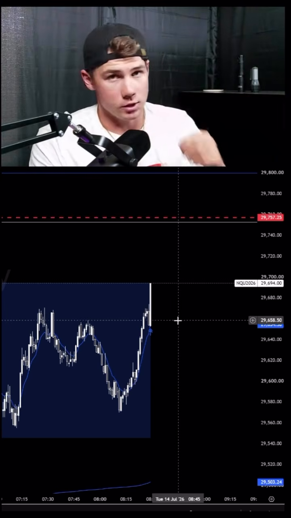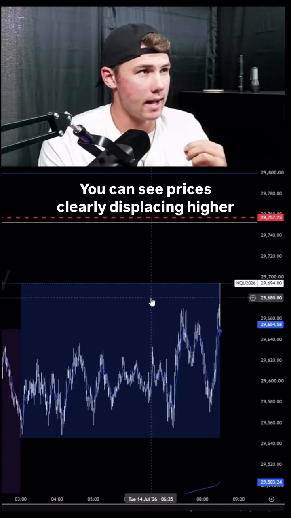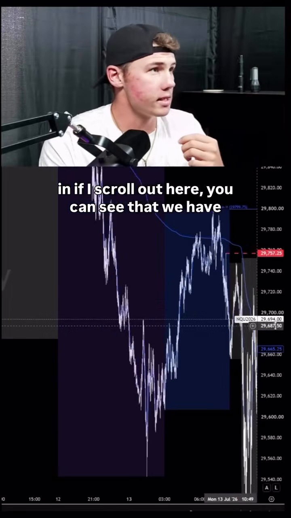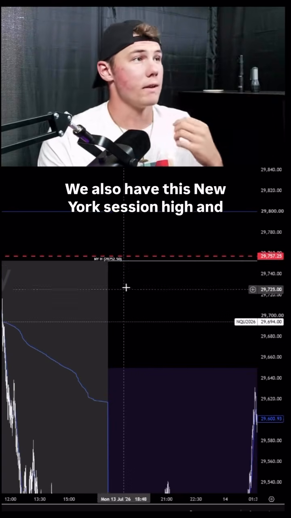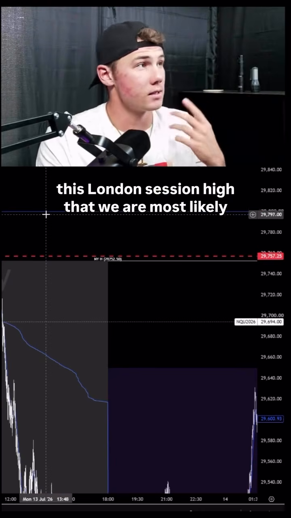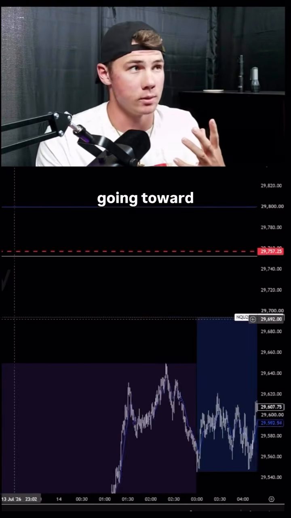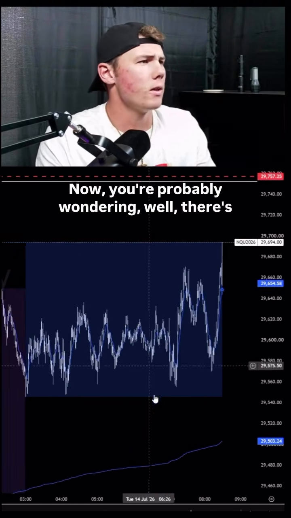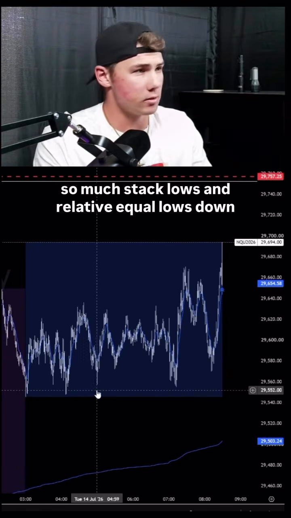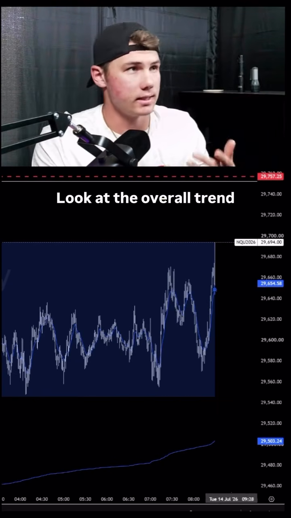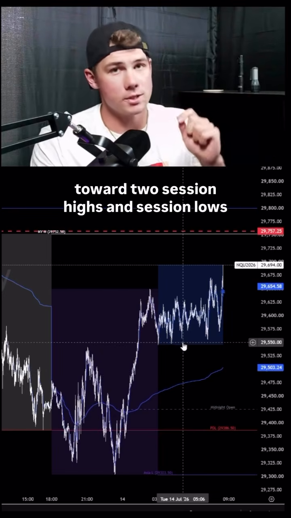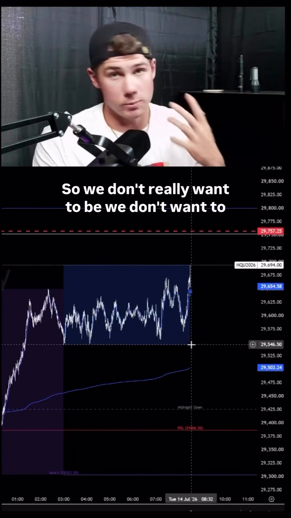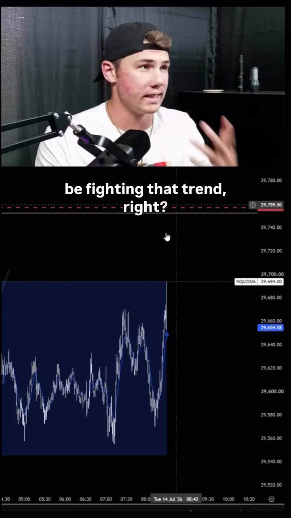Here's why. You can see price clearly displacing higher, and if I scroll out here, you can see that we have these relative equal highs that we are currently going toward. We also have this New York session high and this London session high that we are most likely going toward. Now you're probably wondering, well, there's so many stacked lows and relative equal lows down here. Why wouldn't I short this? Look at the overall trend. We are obviously bullish and we are displacing toward two session highs and session lows. So we don't want to be fighting that trend, right?